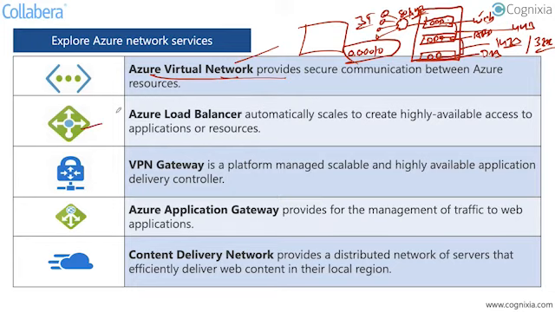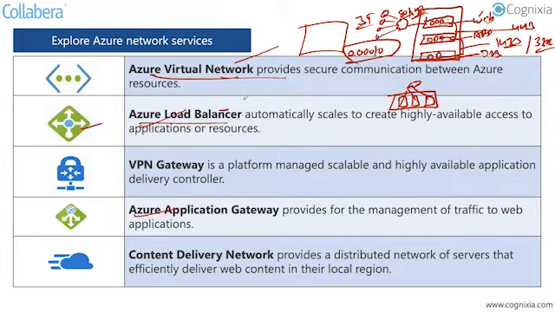Next, Azure load balancer. For high availability purpose, if I'm going to create more than one instance, how can I ensure that traffic which I'm receiving from the internet will be distributed to all identical instances which I'm using for high availability purpose? So we will use a load balancer. In Azure, we have two types of load balancer: standard load balancer and application gateway.